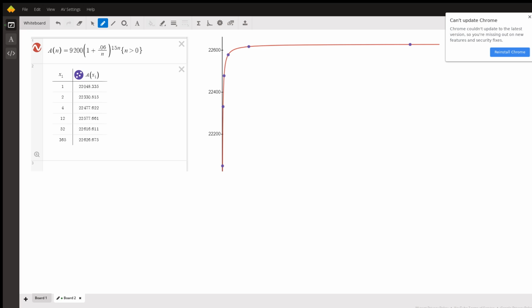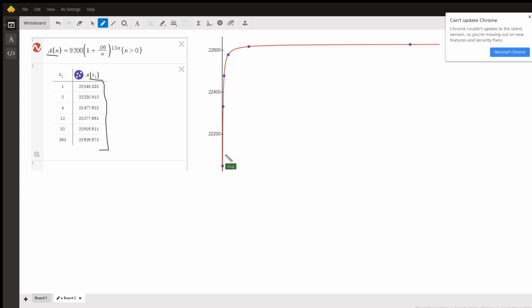And here's one way to do it on Desmos. Here's the function definition, depending on n. And here I've set up a table with the different values of n that we want to look up. And so there's your answers right there. We could round those to the nearest cent, which is probably what the expectation is.